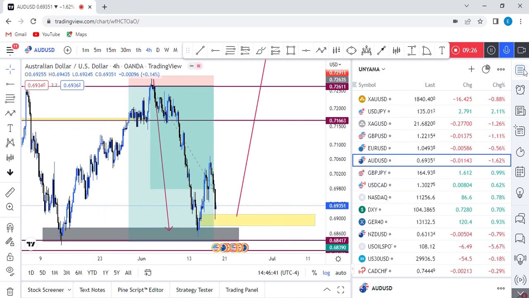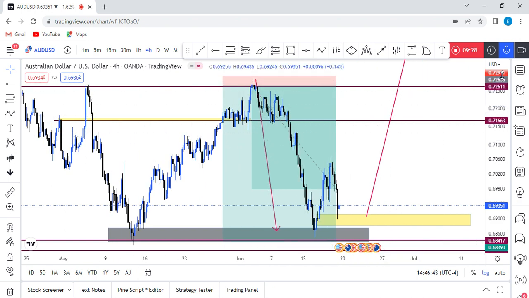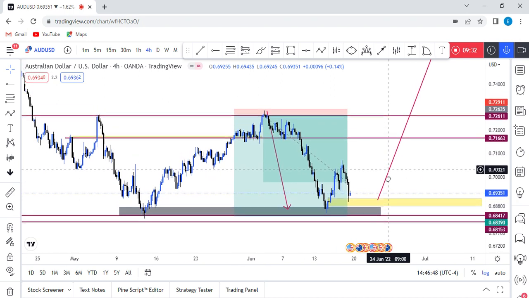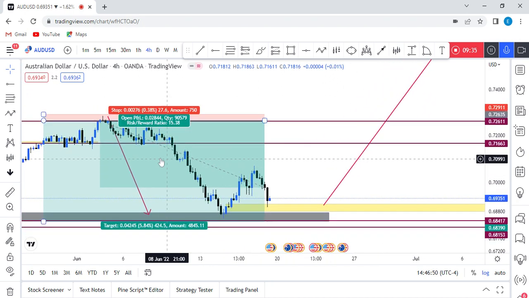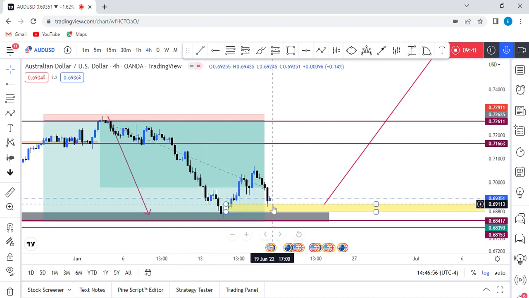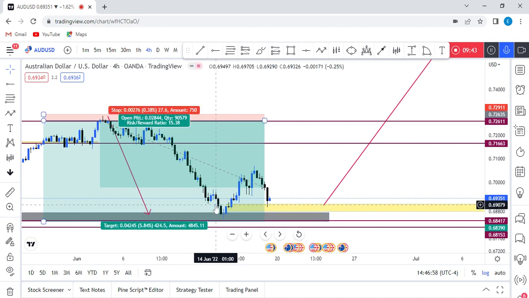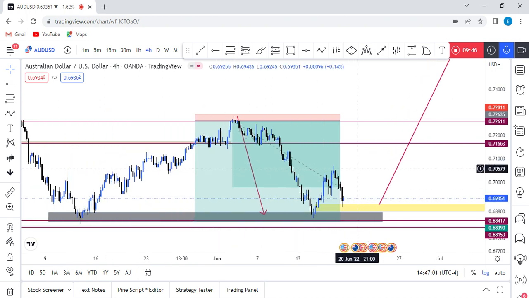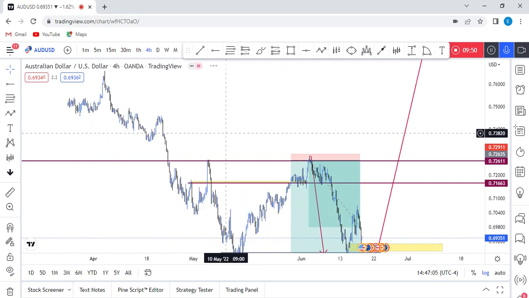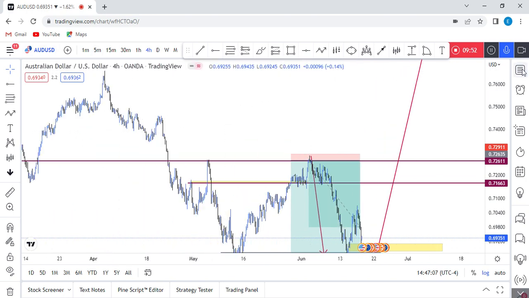AUD USD, our setup was the same. Our TP hit here, so we are expecting the buy setup. Since this was a downtrend and we broke the structure here in that 4-hour time frame, the market must turn back to this order block, and then the market will move to the upside. So AUD USD we need to buy.